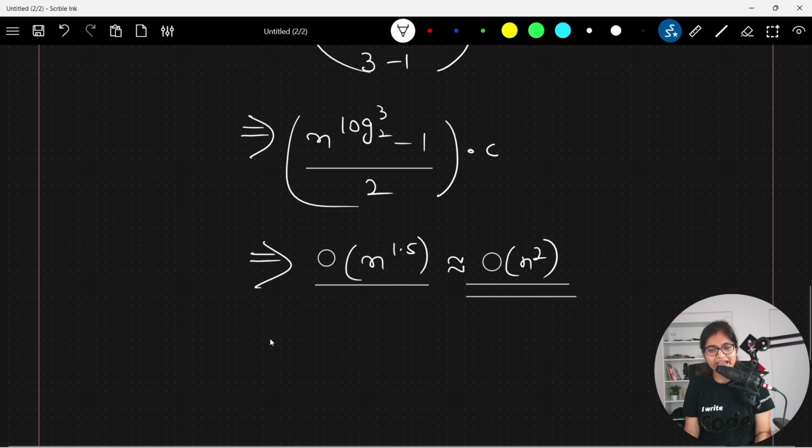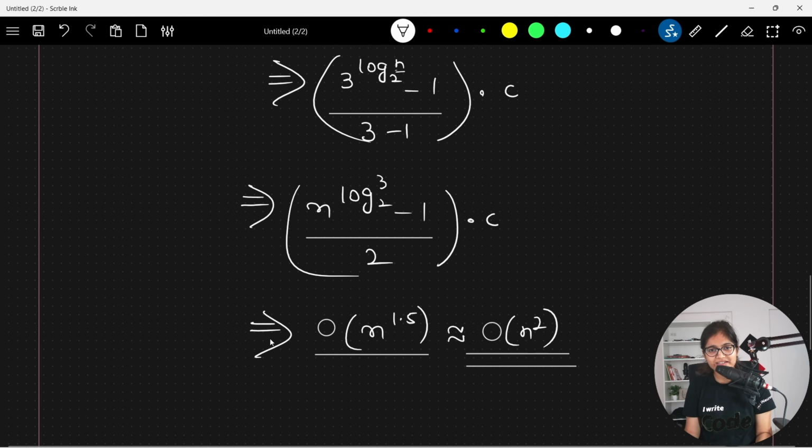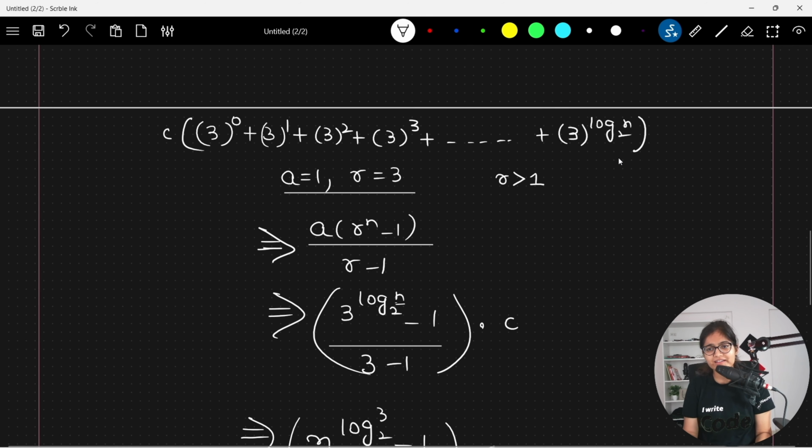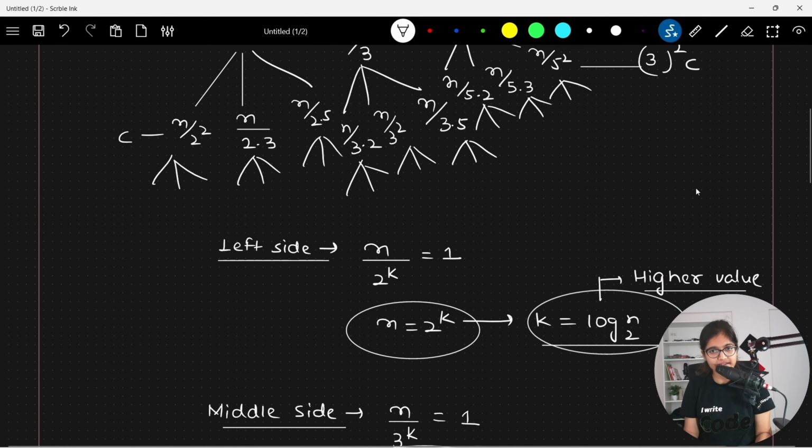And finally, you will be able to get the overall big O time complexity by solving just a GP series. Here you can also have an AP series as well. It's just that you should know the formula to compute the sum of the AP series or the GP series that you are getting here. I hope that I am making sense to everyone.